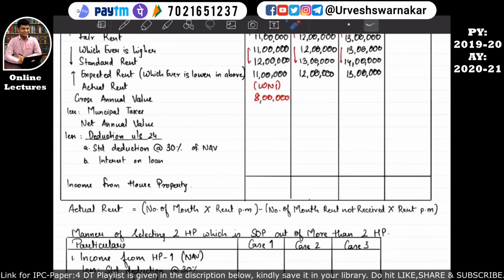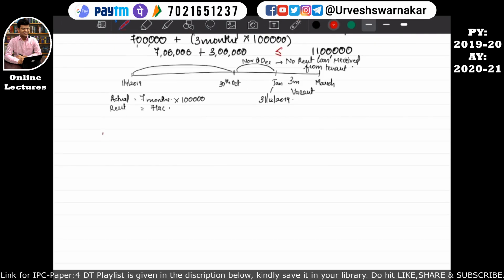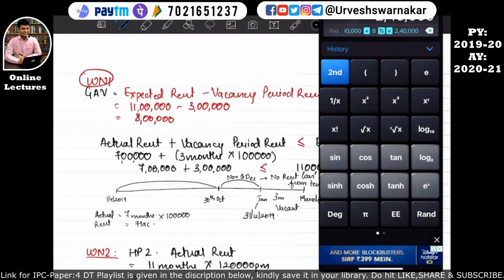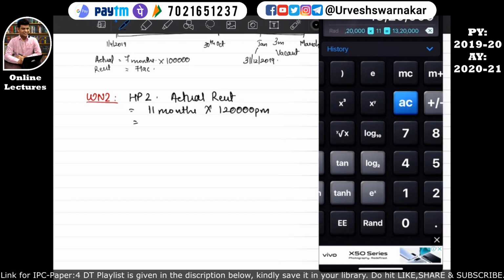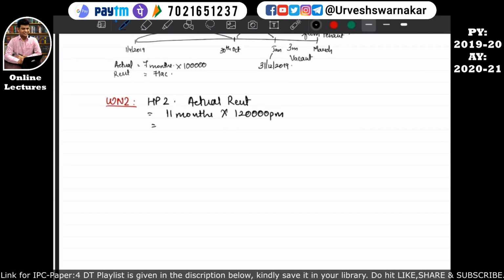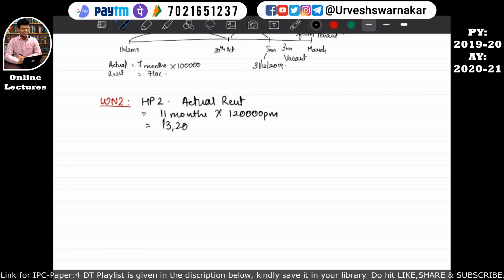Okay, and here on the next page we will write working note number 2. Okay, this is for house property number 2. We are calculating actual rent. Okay, so the actual rent will be equal to 11 months into 1,20,000 per month rent. I hope this is quite clear. So let's calculate it. Okay, 1,20,000 into 11 months is equal to 13,20,000. Okay, so the actual rent is equal to 13,20,000.